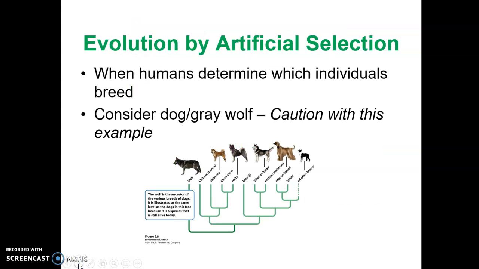Okay, so now we're going to look at two processes of evolution. The first one here is evolution by artificial selection. The other one is called evolution by natural selection. So artificial means when humans determine which individuals breed. And they determine that based on characteristics they might want to see. So the example here is of dogs, okay?